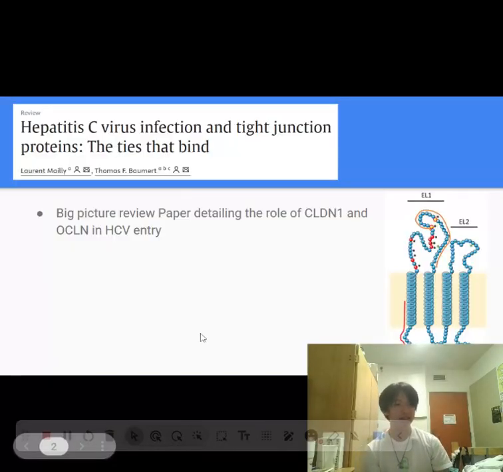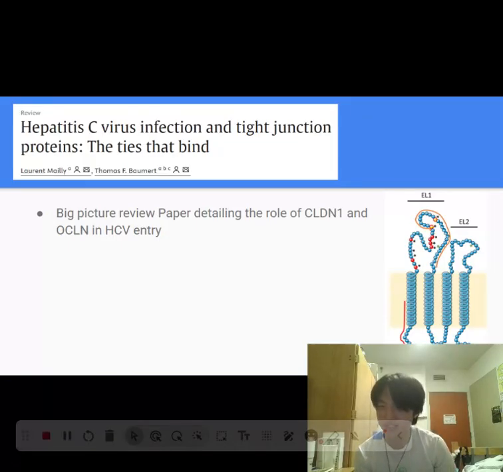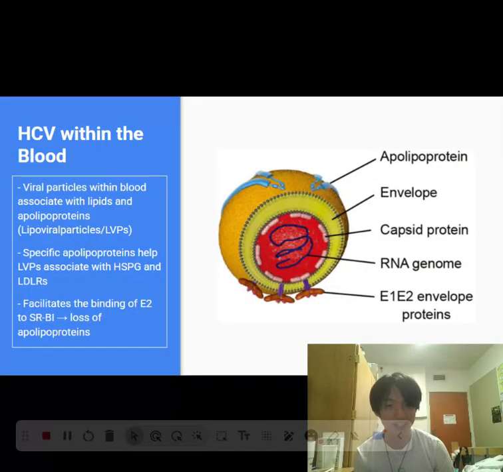I'll try to keep it quick just because I know that Sujana and Lawrence probably already covered some of this information, I would guess. But it begins with the structure of HCV within the blood. I thought this stuff was pretty interesting.